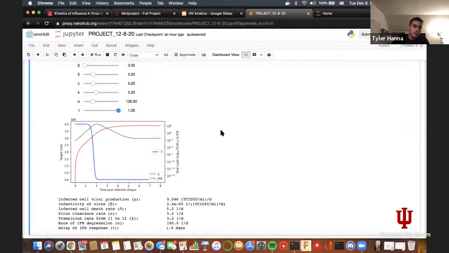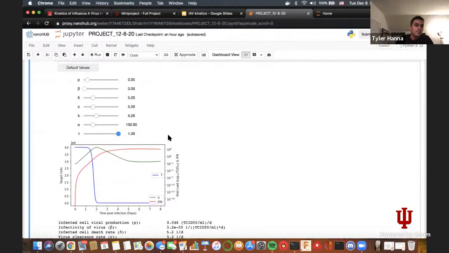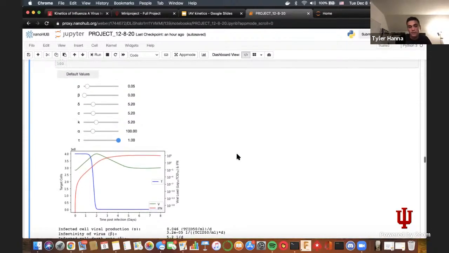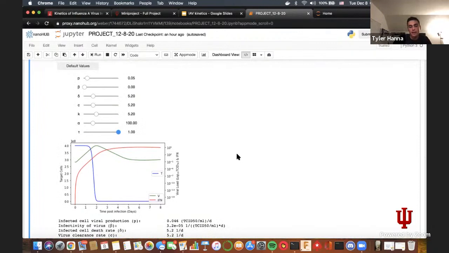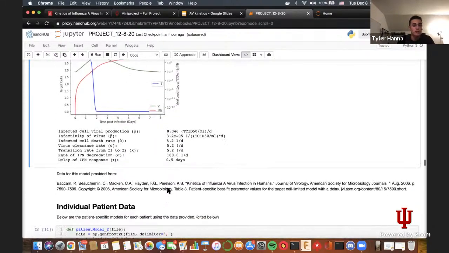If I make it 1, then it will be interferon based on the presence of infected cells 1 day earlier, which would result in a higher interferon rate, because if the production is delayed, that gives the infected cells a chance to become more abundant, and the more abundant infected cells are, the more interferon we'll see in the system. And the opposite is true if tau is decreased.